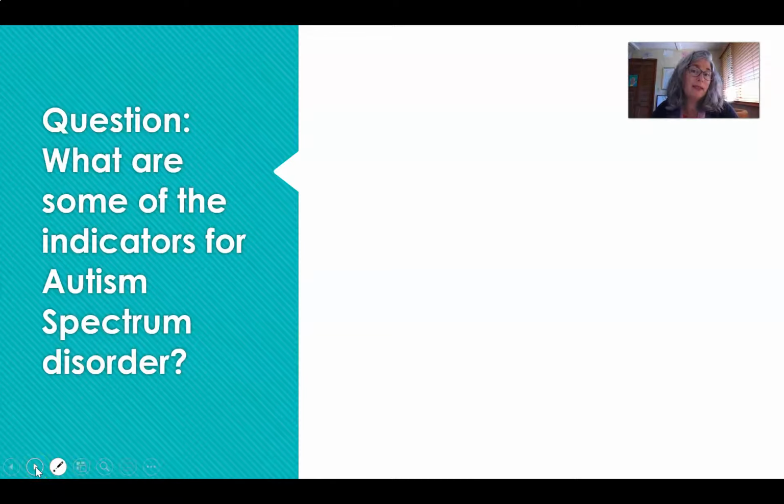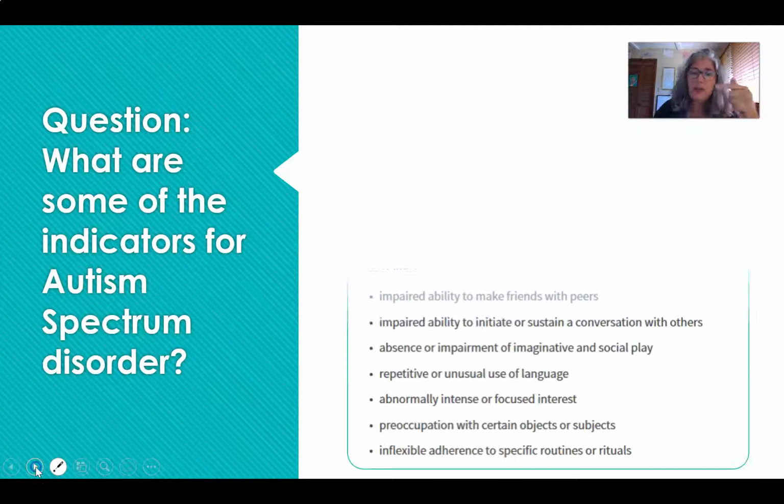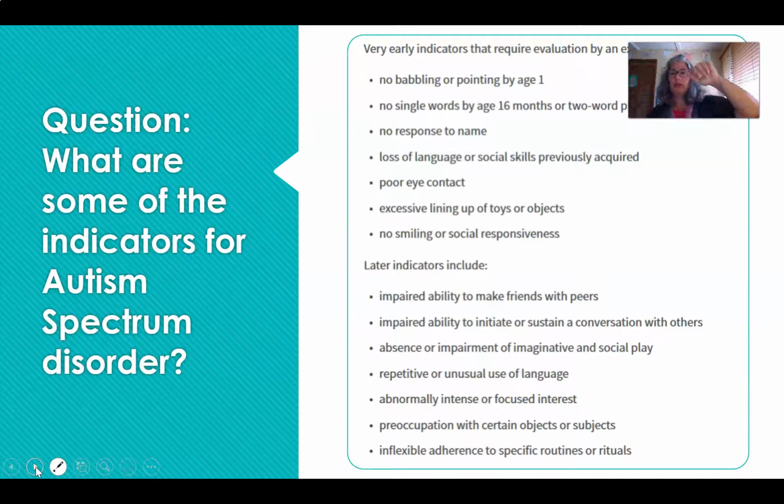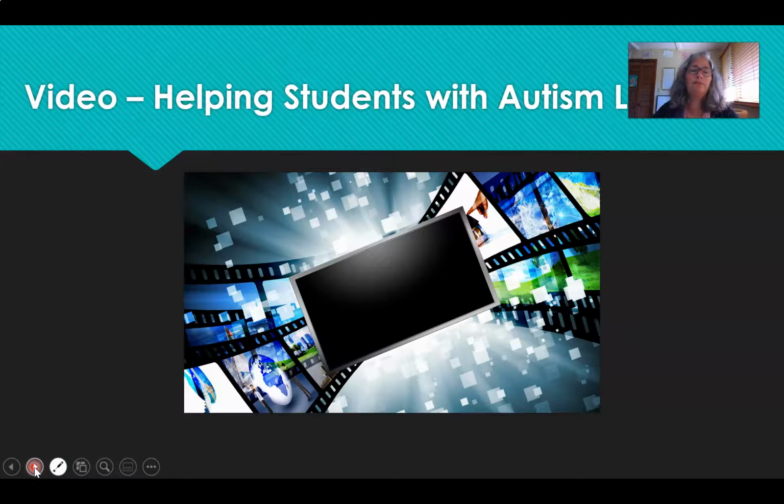Any thoughts? All right, check what you thought of against this list. Let's see, over here. It's reversed for the camera. Okay, so very early indicators, things like a child that has not started babbling even by age 1. Typically what you see are a lot of language delays. You also see where they might gain language and then lose it. You might see problems with social skills like eye contact, and you might also see some repetitive behaviors. And here are some indicators you might also see later in life that are similar to the earlier ones, just a bit more mature for older children.